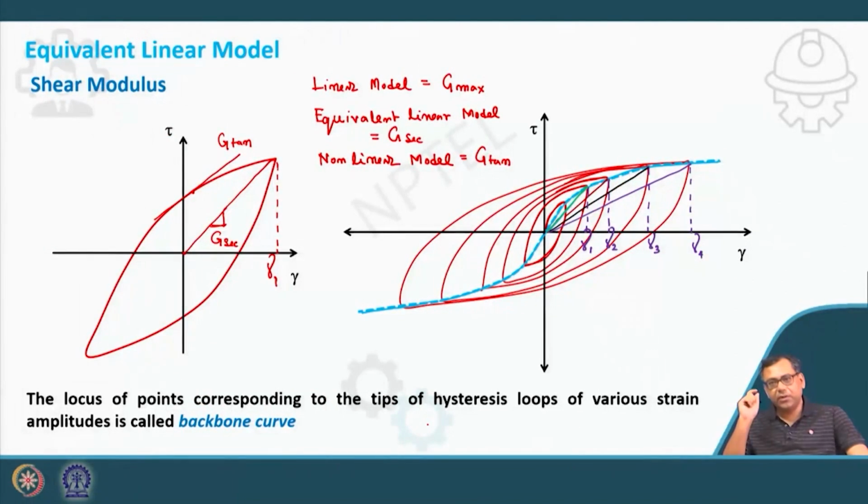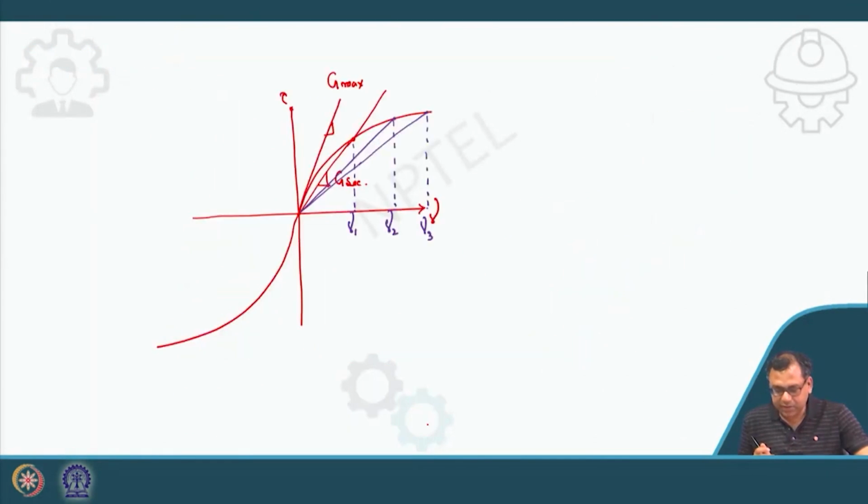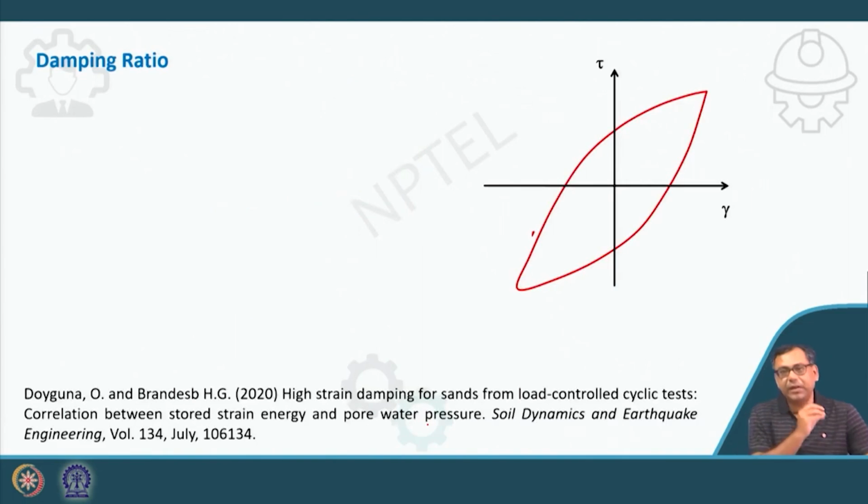About the linear model, I have discussed which shear modulus you use for linear analysis or the equivalent linear analysis, and for the non-linear analysis. And now I will also discuss the damping ratio: how we will calculate the damping ratio from a hysteresis loop.